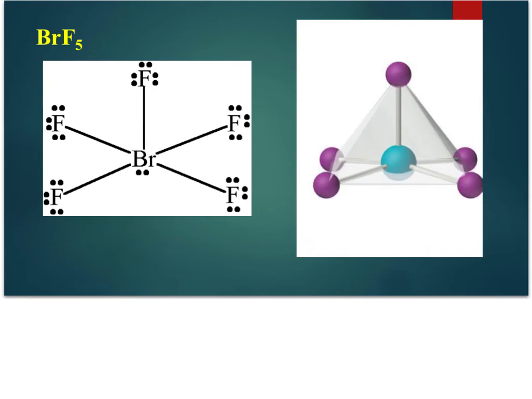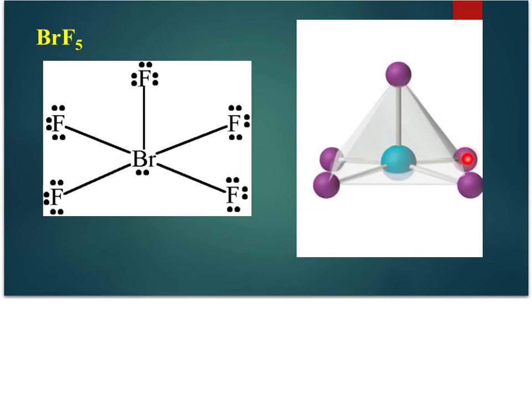BrF5. So let's look at this. Bromine, 5 fluorine atoms around it. So that's 5 areas of bonds. 1 area of lone pair, so a total of 6. Once the total is 6, we know the electronic structure will be octahedral. But what is our molecular structure? Since we only have 1 central atom and 1, 2, 3, 4, 5, we form a square base pyramid, a pyramid with 4 sides on its base. So we call it square pyramidal.